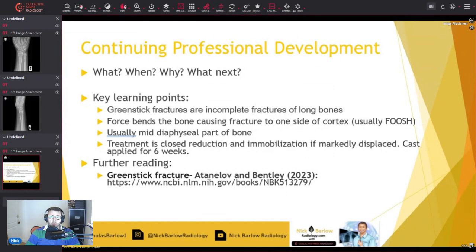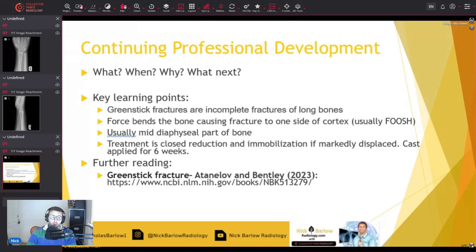So if we look at your CPD, what do you need to know? I've put a little summary in here. The important thing to note from this is that they're incomplete fractures of the long bones. So not in the physeal region, but in the metaphyseal and diaphyseal region of the bone. They're not like buckle or torus fractures in the sense that you get a fracture through one side of the cortex.